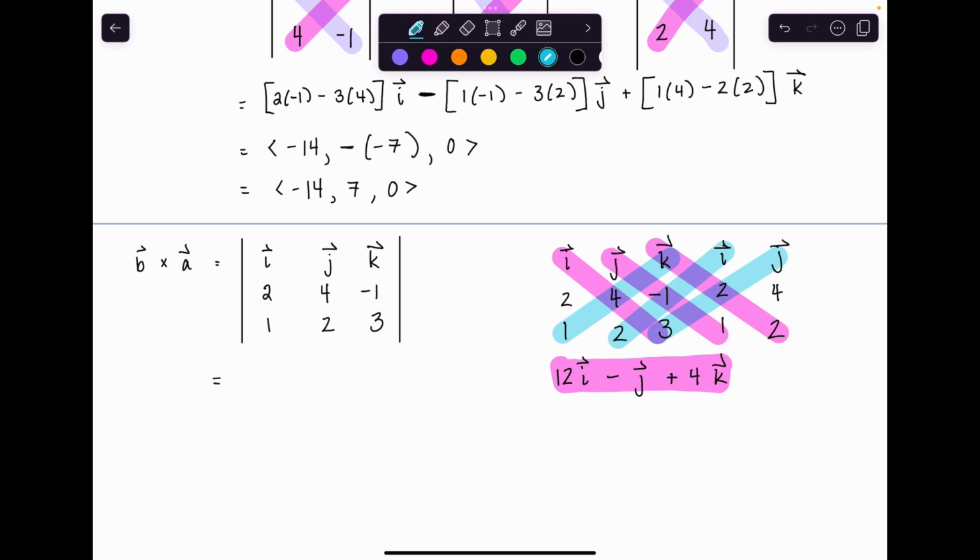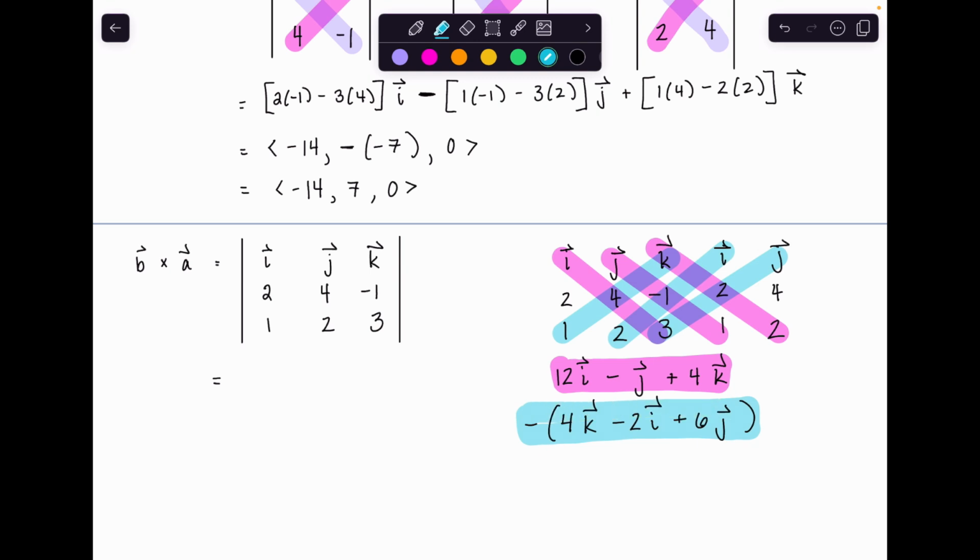Now working with the off diagonals, I'm going to subtract all of those. So working with this first one, that's 1 times 4 times k, so it is 4k. This next one, 2 times negative 1 times i is negative 2i. And then this last one is going to be 3 times 2 times j, so that is going to be positive 6j. Okay? So these are all the off diagonals.